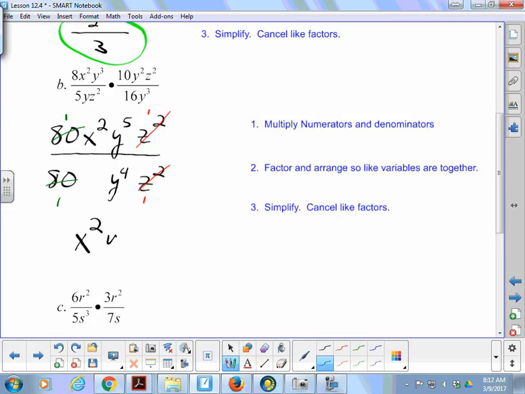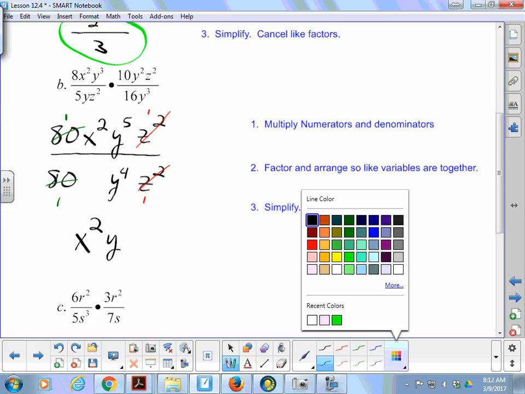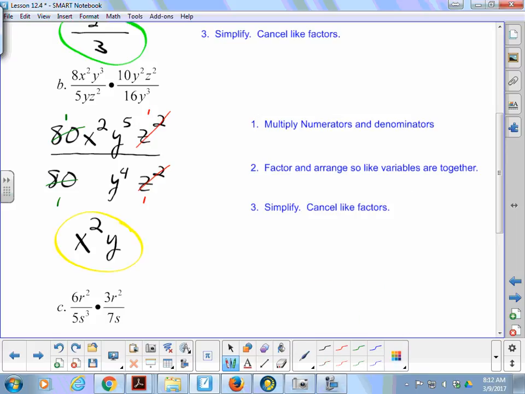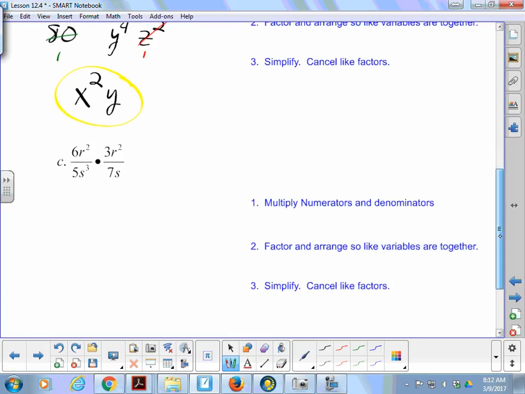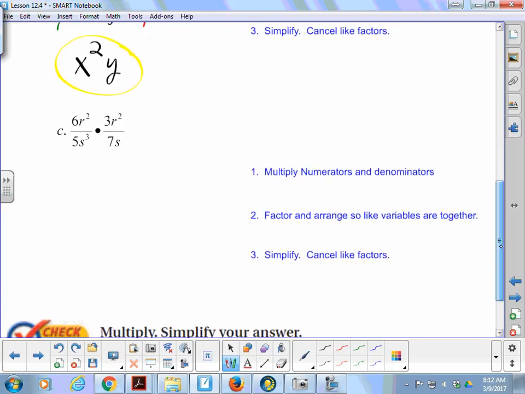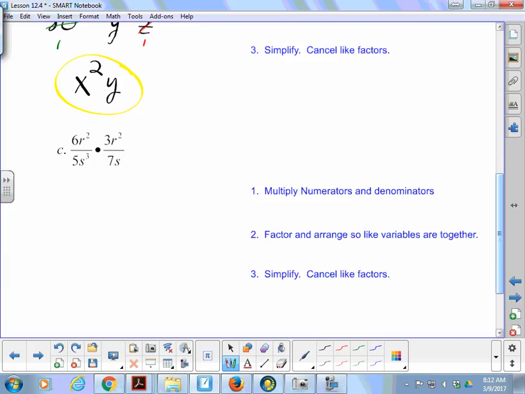So x squared y is my answer. All right, so we multiply and then simplify it. So when you have like variables, when you multiply them, you add the exponents. When you divide them, you subtract the exponents. All right, so go ahead and do this one.